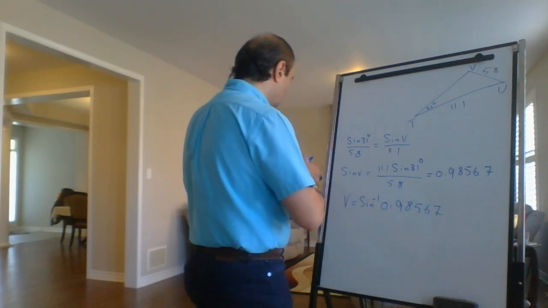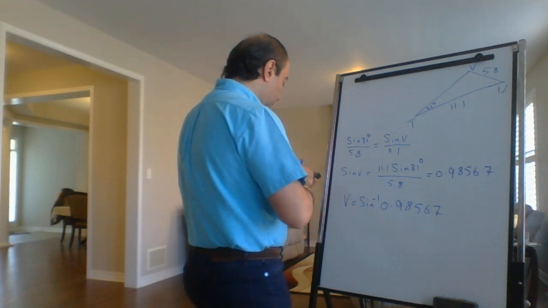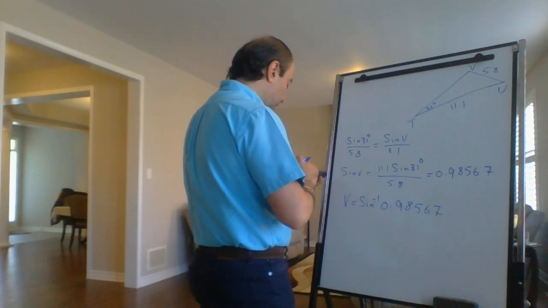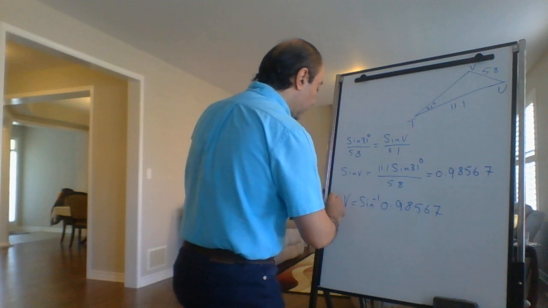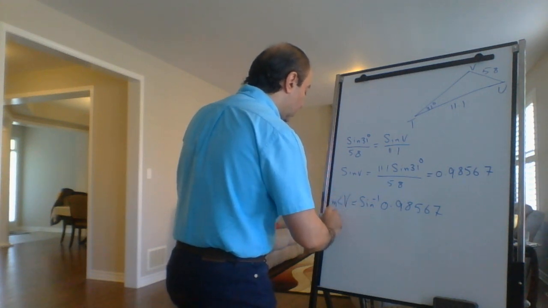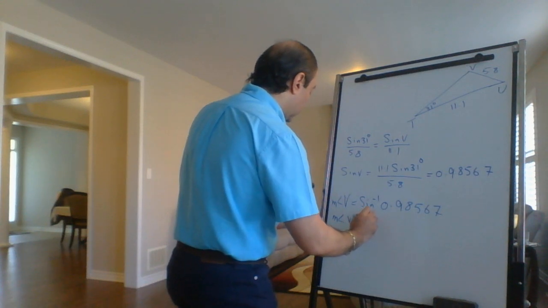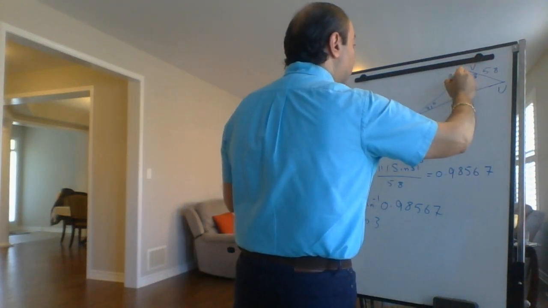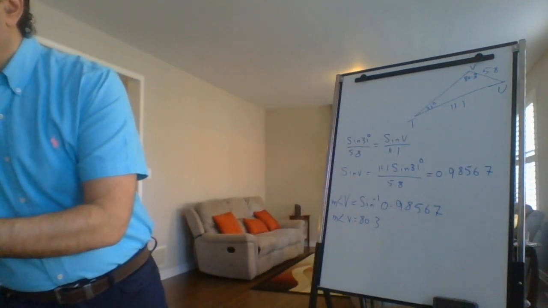So v equals sine minus 1 of this value, 0.98567. So inverse sine of 0.98567. So the measurement of angle v equals 80.3. So this angle is 80.3.